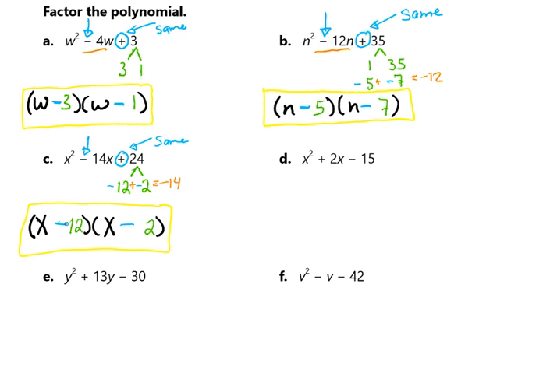All right, so back to letter D, we have x squared plus 2x minus 15. So we're looking for two numbers that will multiply to 15 and add to 2. So our factors are 1 and 15, or 3 and 5. So we're going to choose 3 and 5.